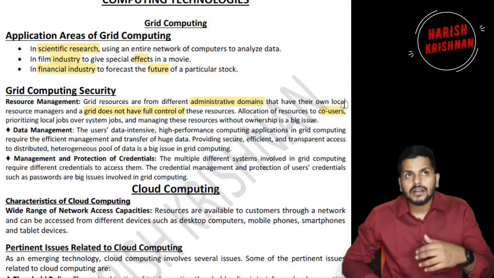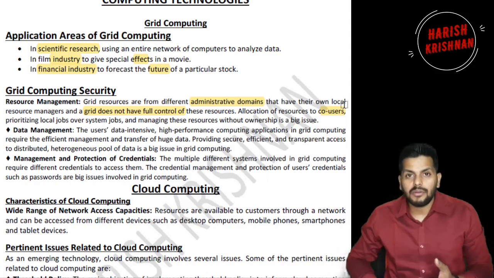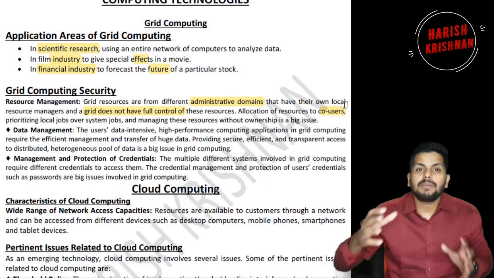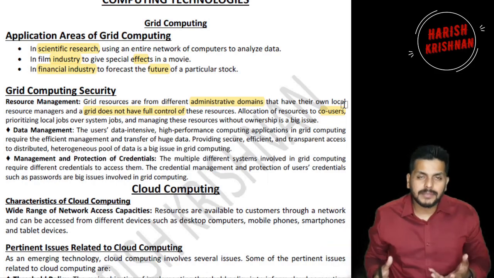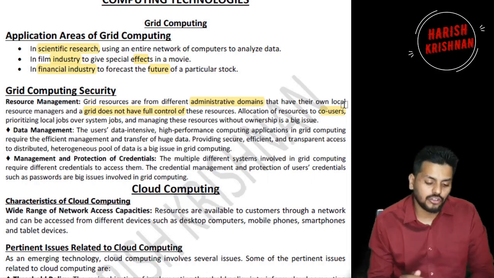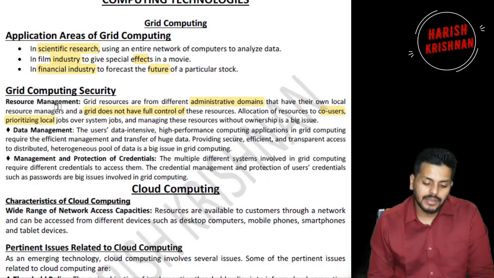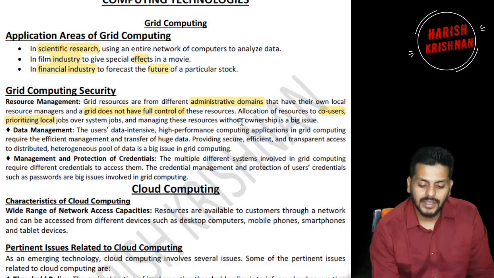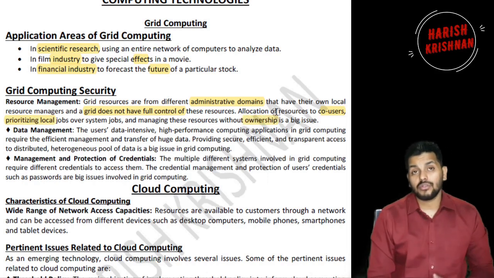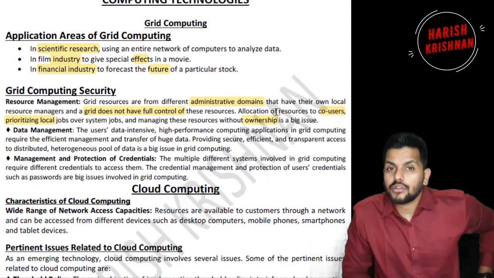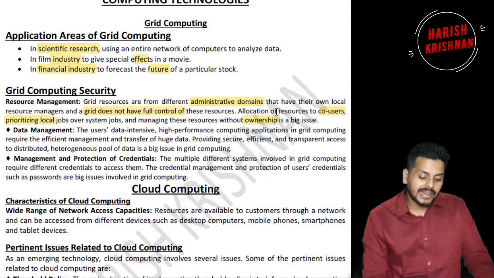I think those of you who studied the concept of grid computing in detail know that many people in the grid can share all this, right? So what is it that they can share is also something that you need to see. Prioritizing local jobs and managing these resources without ownership is a big issue. So managing all the resources over a grid, that's definitely a challenge.